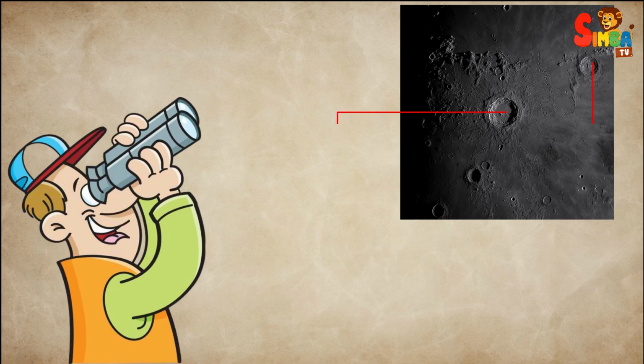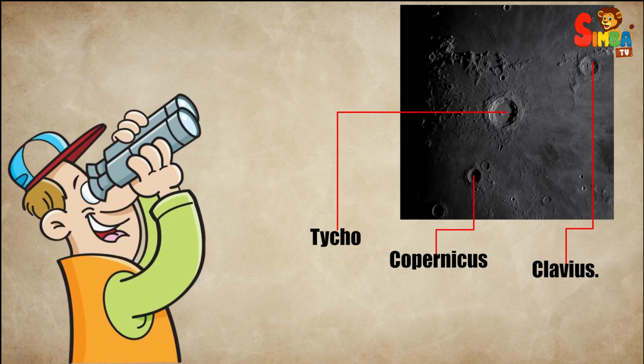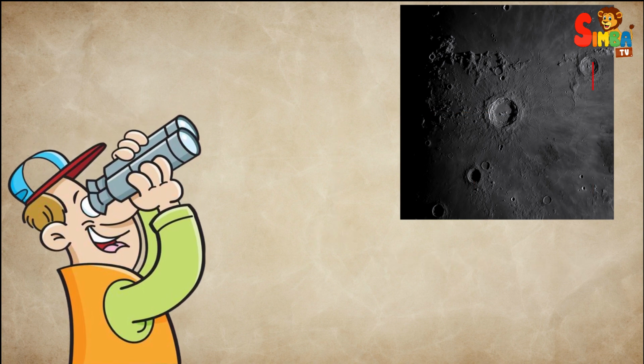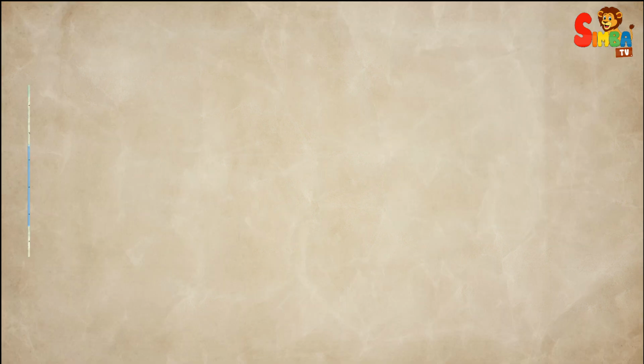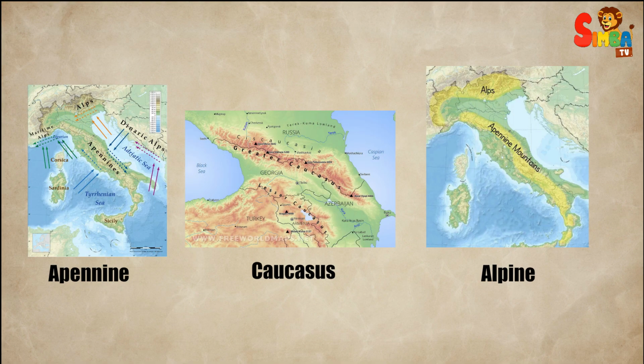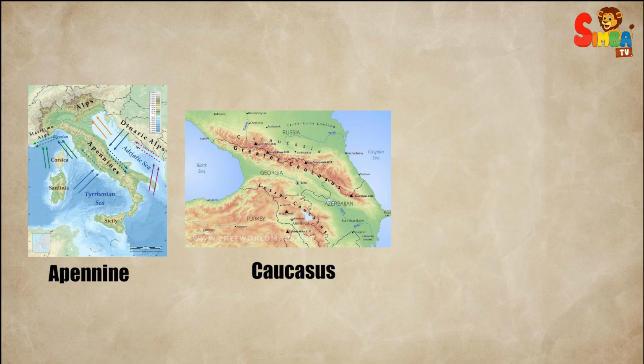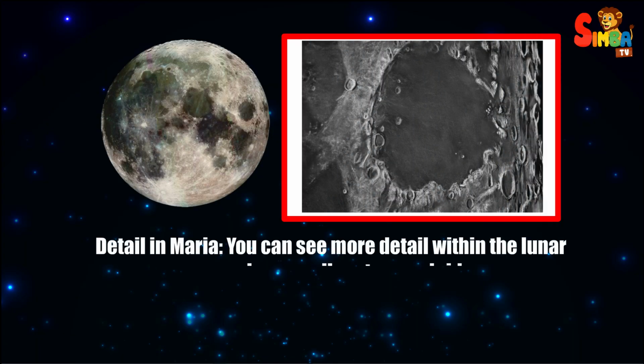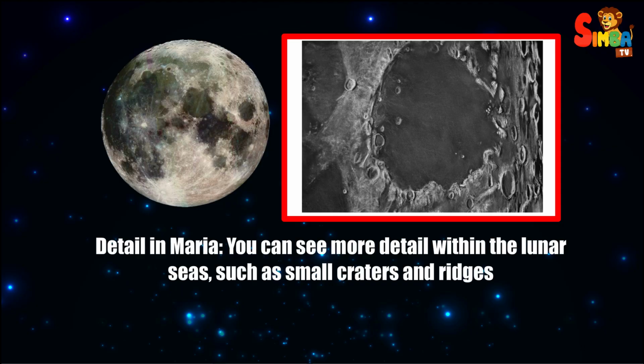Binoculars. Craters. More craters become visible, especially larger ones like Tycho, Copernicus, and Clavius. Mountain ranges. The Apennine, Caucasus, and Alpine ranges can be seen. Detail in Maria. You can see more detail within the lunar seas, such as small craters and ridges.